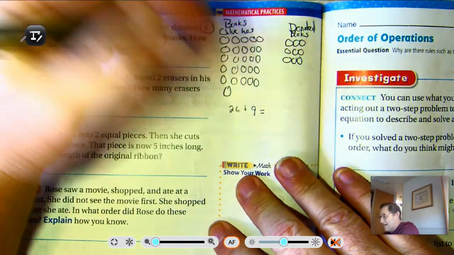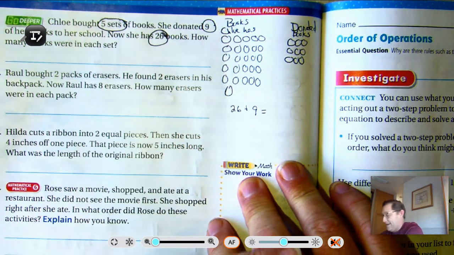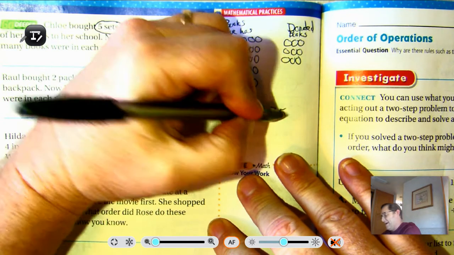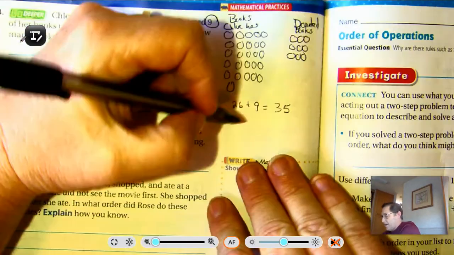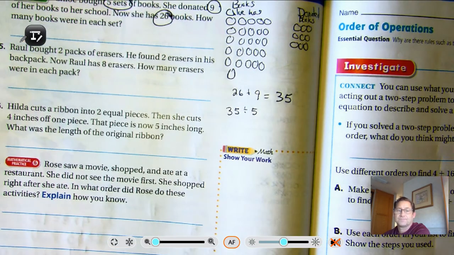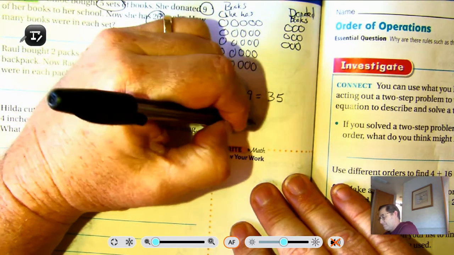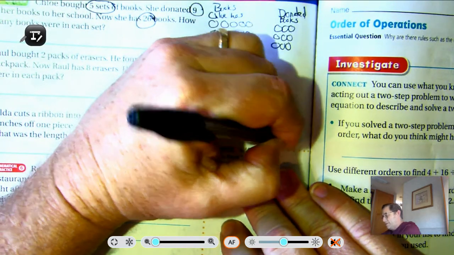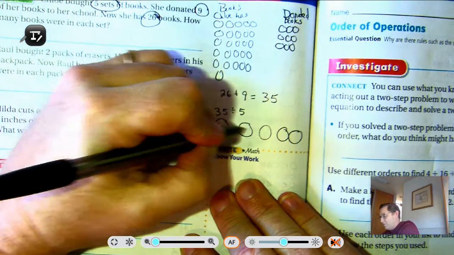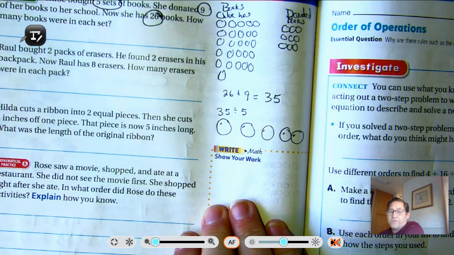So 26 plus 9, well, 26 plus 10 would be 36. So it's just going to be 1 less than that, so 35. So she bought 35 total books in 5 sets. All right, so let's put 1 book in every set until we've used all 35.